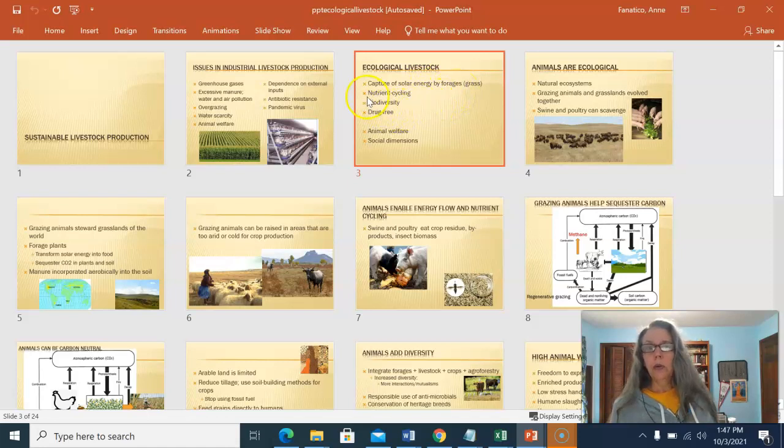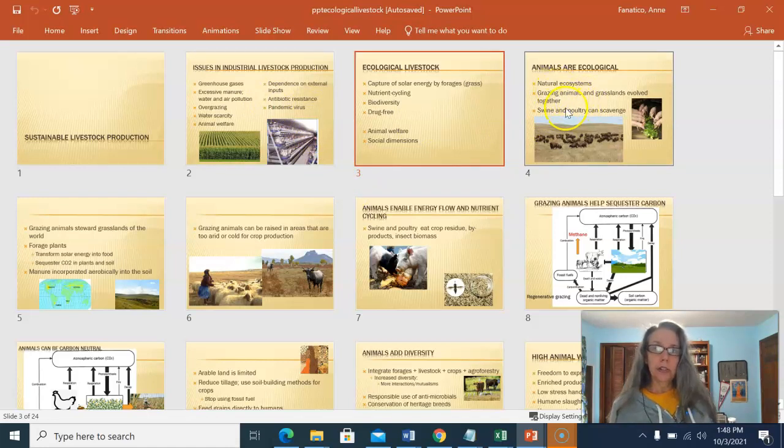We also look closely at nutrient cycling, and these slides here on the carbon cycle actually give us even a closer idea of how we cycle nutrients, and animal production can actually be carbon neutral depending on how animals are raised. But the methane from ruminant production is always a concern. But keep in mind that animals are ecological.